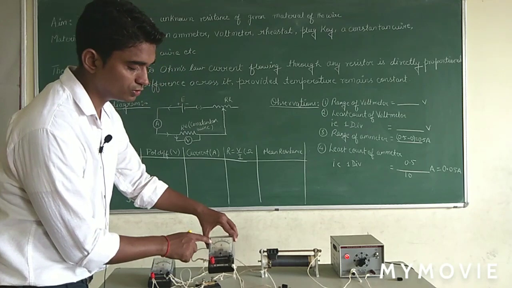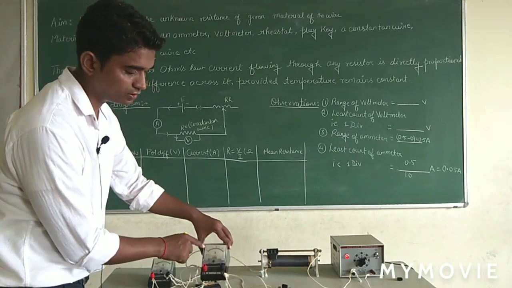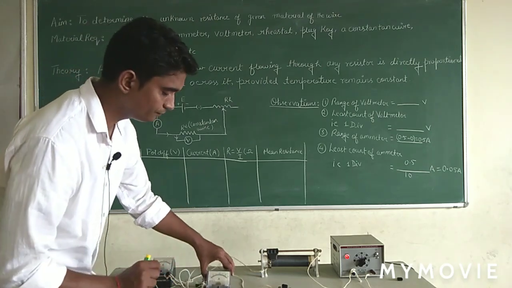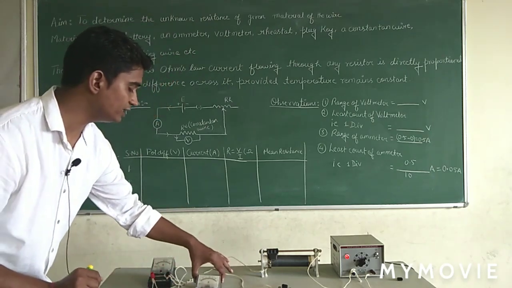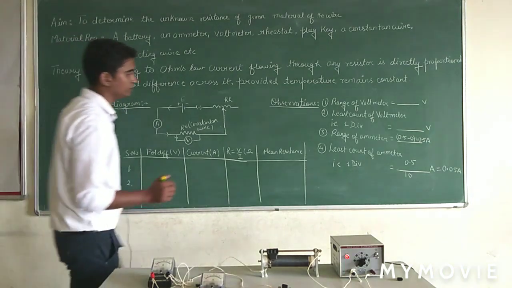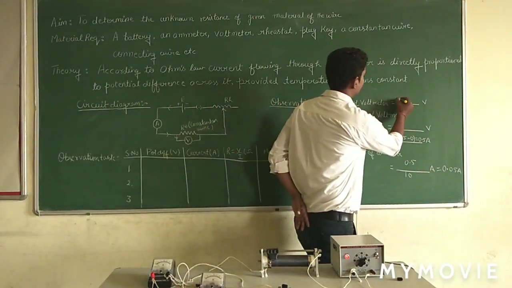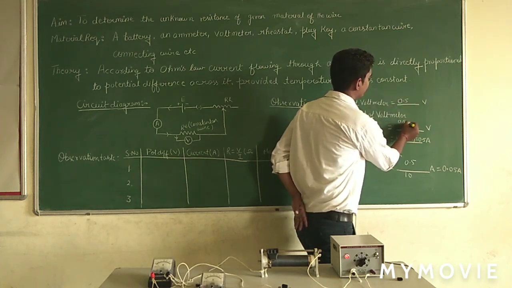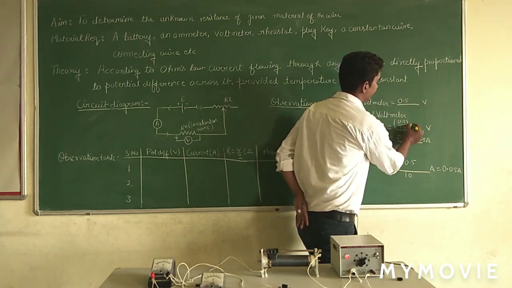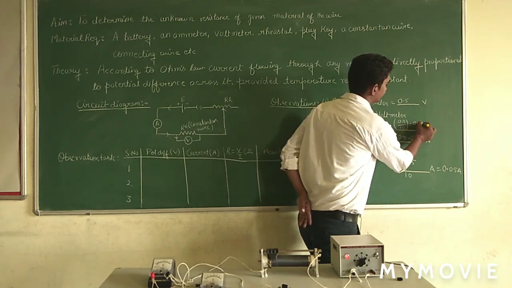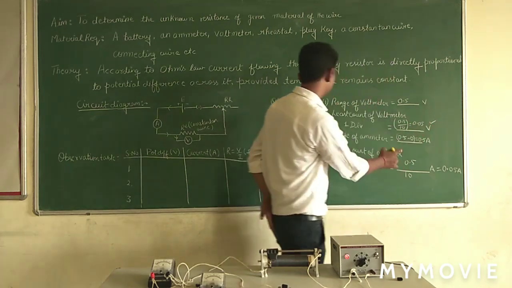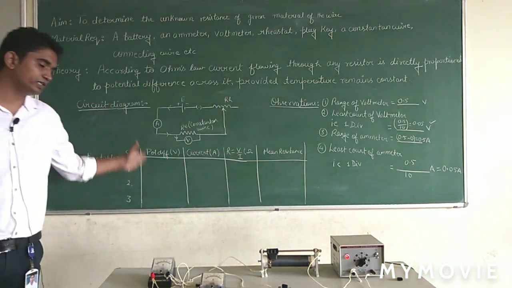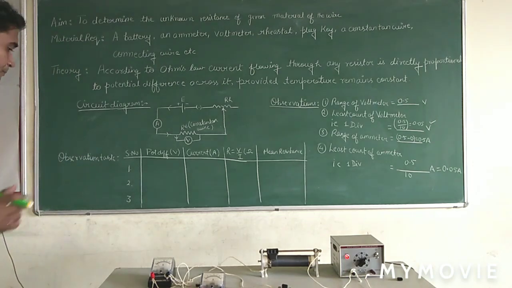It is starting from 0. The next consecutive division on which a number is written is 0.5, and the total number of divisions is 10. So I can take the least count of the voltmeter equal to the least count of my ammeter. Its range is 0.5, the total number of divisions between these is 10, so 0.05 is the least count for this voltmeter. Now as we have obtained the least count, we can proceed with our experiment.